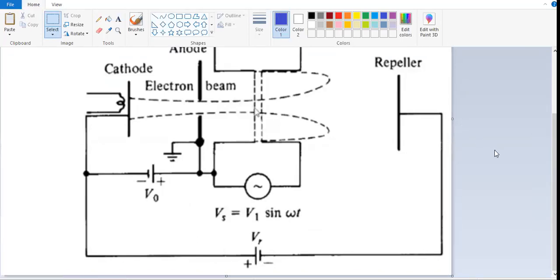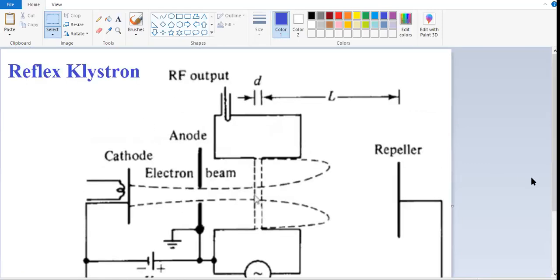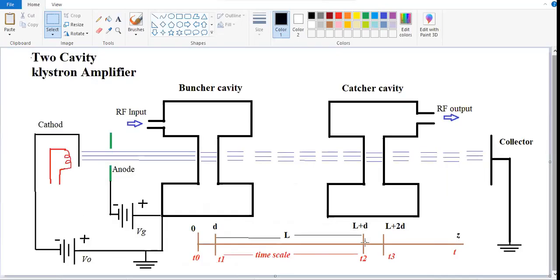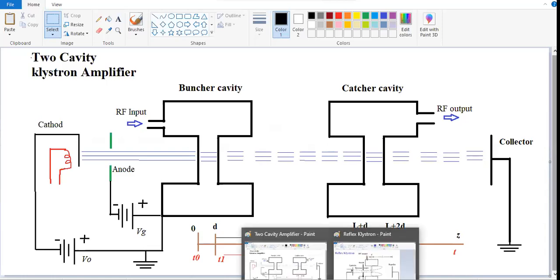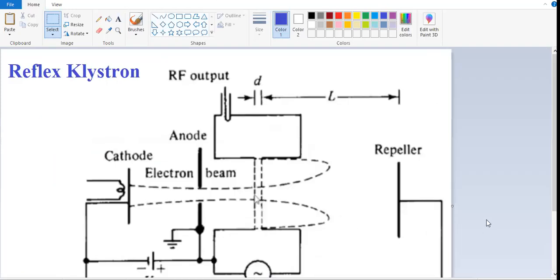Okay. So here, this is the reflex klystron. What we discussed previously is the two cavity klystron. In the two cavity klystron, one is the buncher cavity and another is the catcher cavity, and this way it operates. But here in the reflex klystron, there is a single cavity. Now we can think about what the requirement of this reflex klystron is.